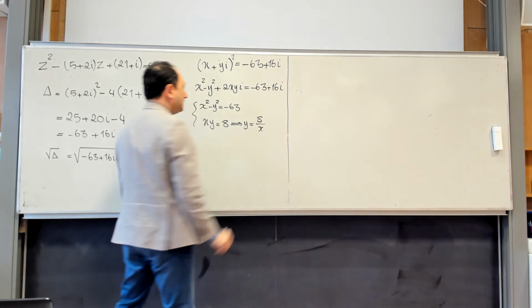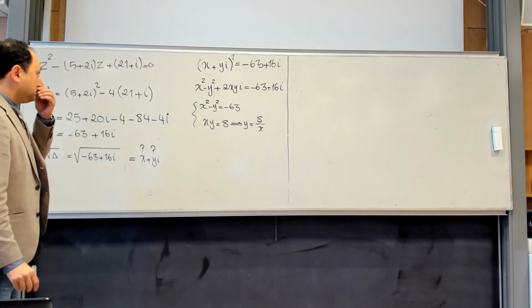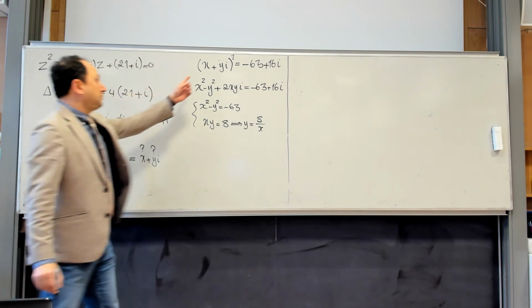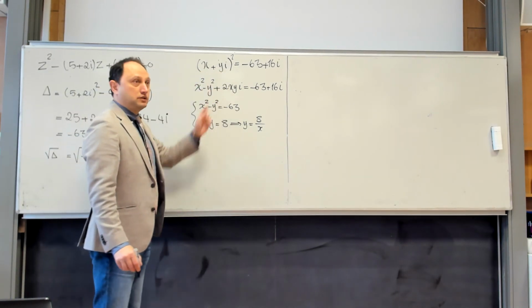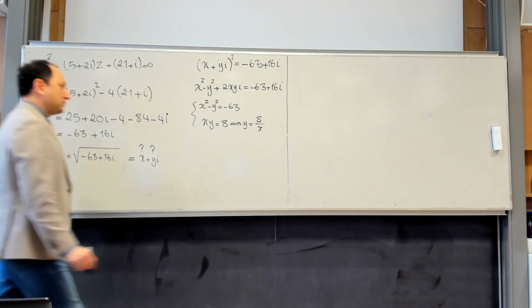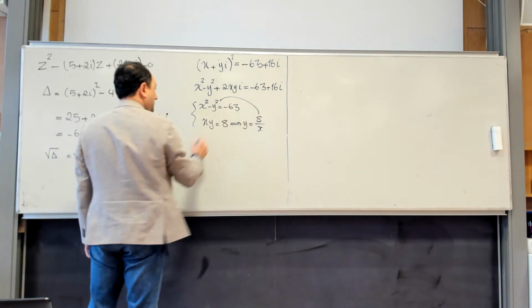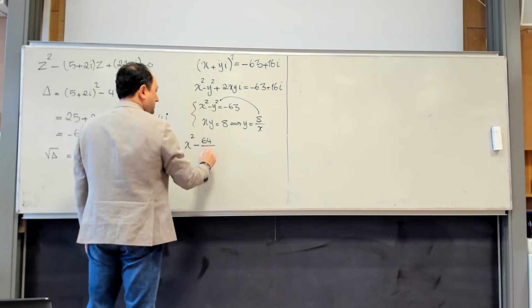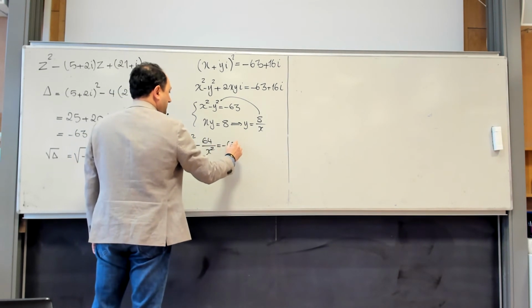Mr. Babak, why is it minus y squared, not plus y squared? Where i squared is minus 1. The first one is squared, the second one is squared. Yes? So you haven't gotten used to this yet. i squared is minus 1. So you put it back into this equation. So this becomes x squared minus 64 over x squared is equal to minus 63.